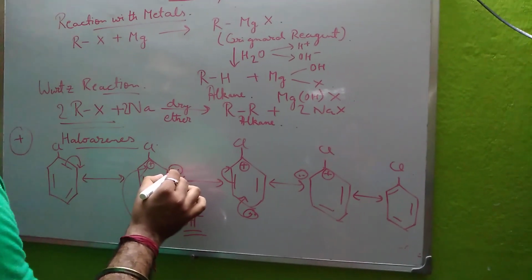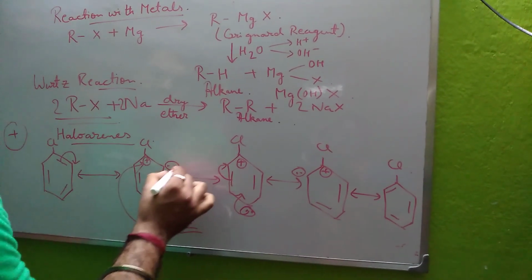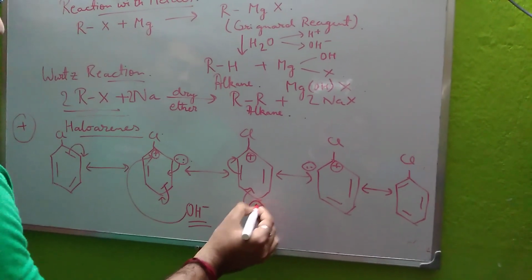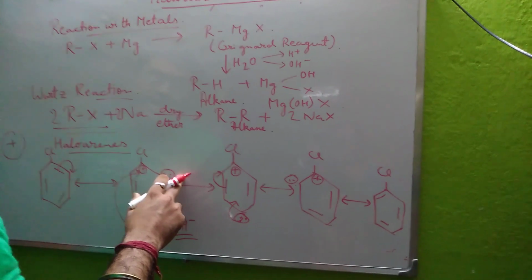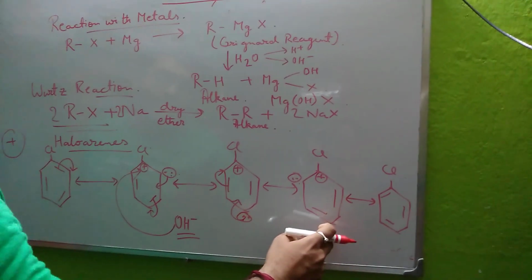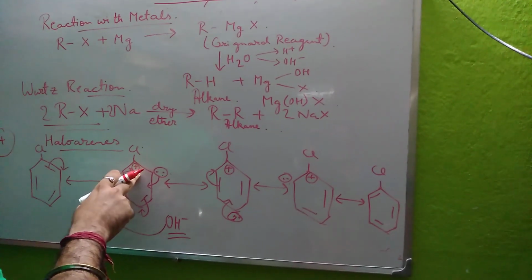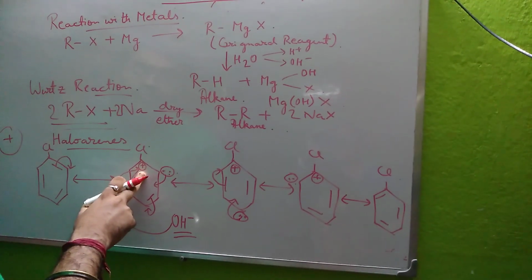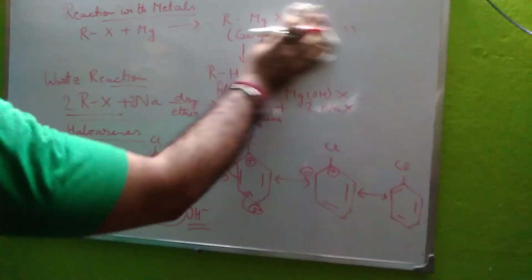They will never be getting attached to the ortho or the para position, because everywhere you can see minus, over here is also minus, over here is also minus. So electrophiles will be getting attached to the ortho and para positions, but nucleophiles will always be getting attached to this position where the chlorine is attached and where a plus charge is being given. Now let us take some examples and see.